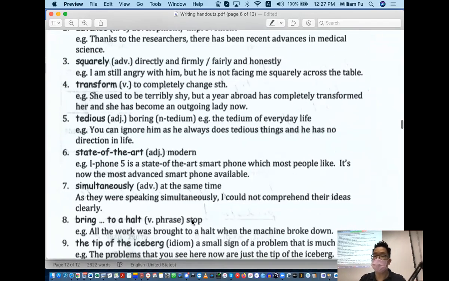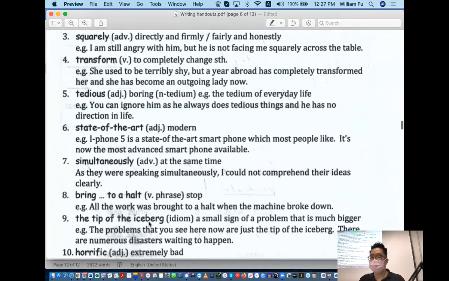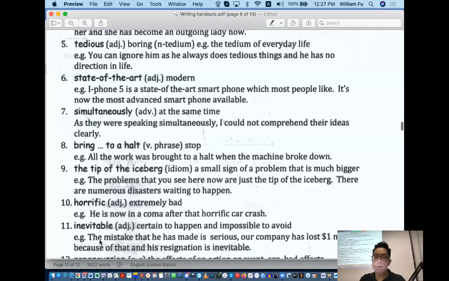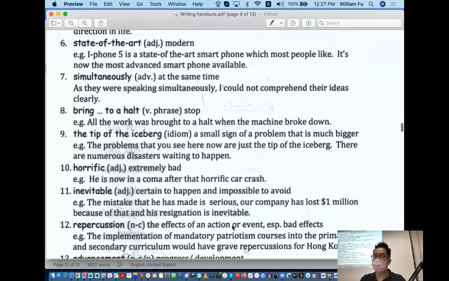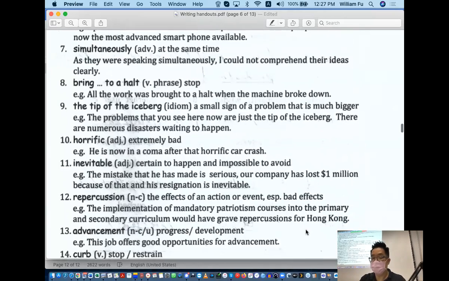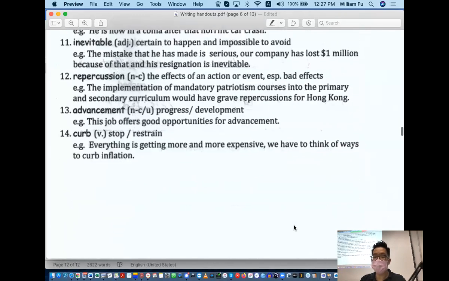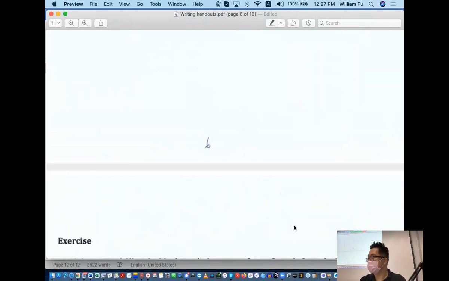Simultaneously means at the same time. Bring something to a halt means stop. The tip of the iceberg, I think you know. Horrific means extremely bad. And then inevitable, yeah, you know, okay. Repetition means the effect of an action usually have bad effect, okay. Advancement, you know, curb means stop, okay. Then we go to the next page. Can you finish the exercise on the next page?